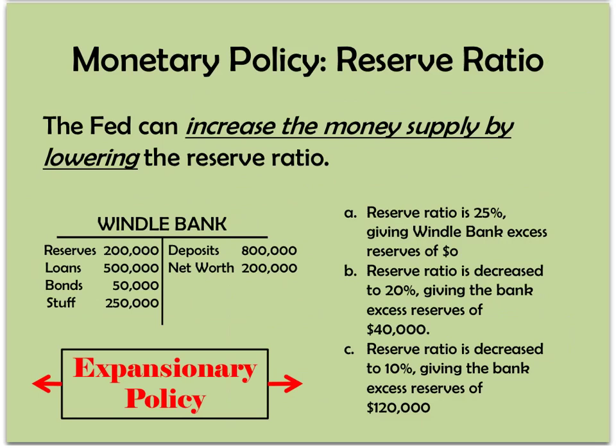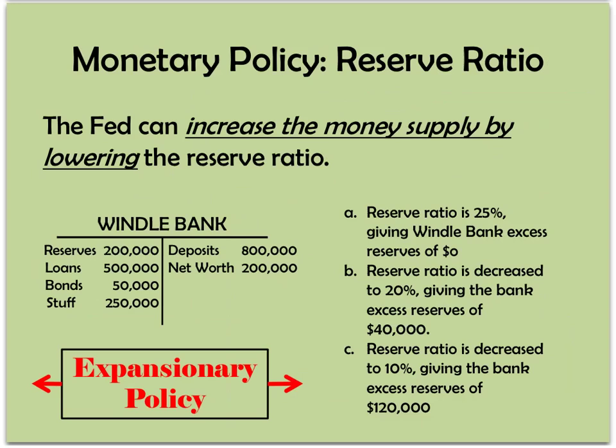Tool number two, the reserve ratio. You know already about the reserve ratio, the percentage of deposits a bank must keep in reserve. It can't lend out more than that. And the Fed sets this ratio. And if it wanted to increase the money supply, it could lower the ratio.